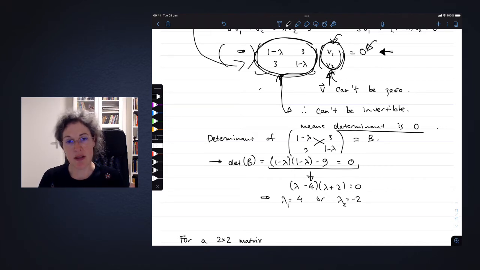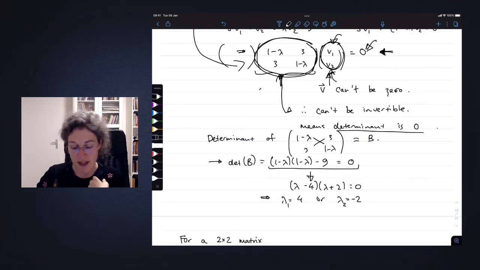So the determinant is a thing that you calculate from the matrix. And so in order to find the values of lambda, which ensure that we can't have an invertible matrix here, we solve this equation over here, and we'll find that there are actually 2 eigenvalues. So either 4 or minus 2 will solve our problem.